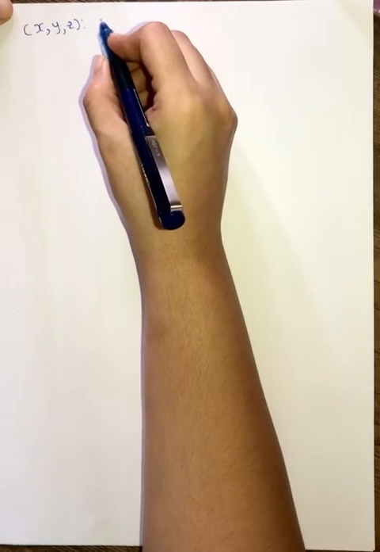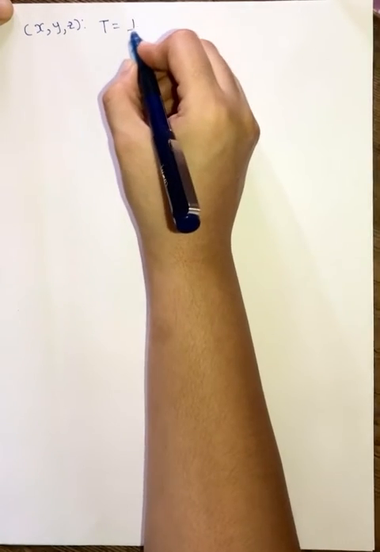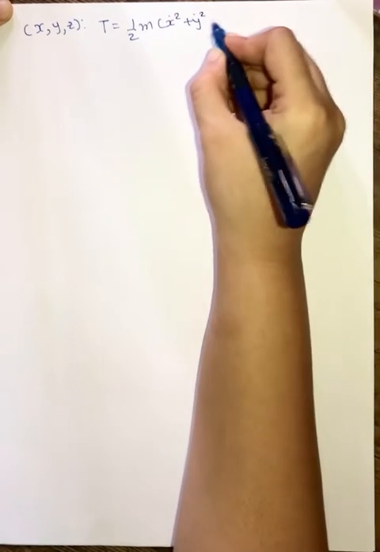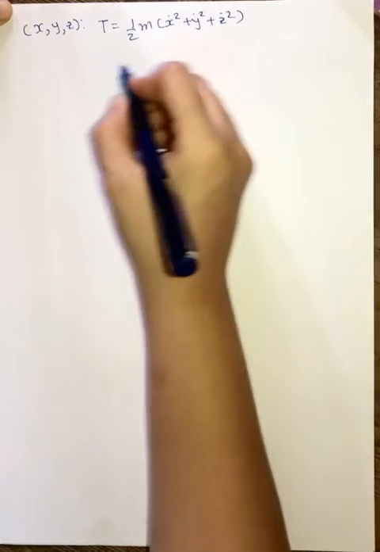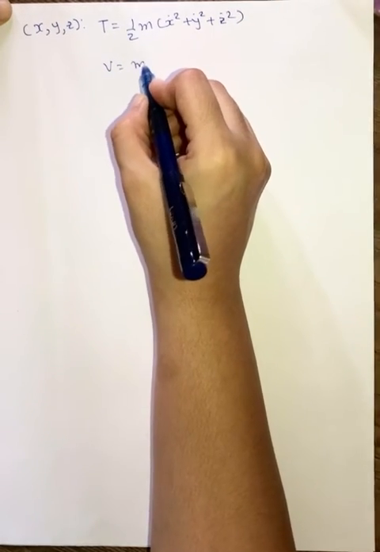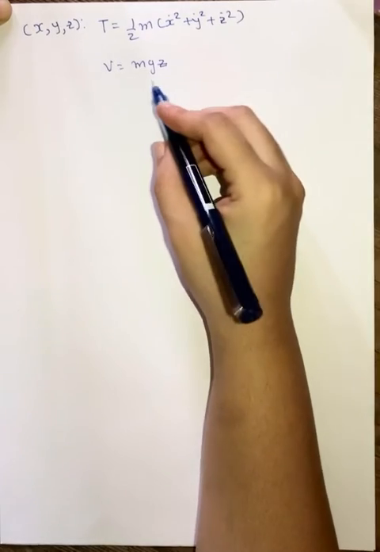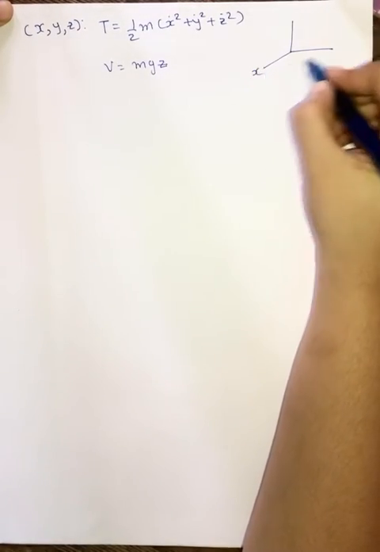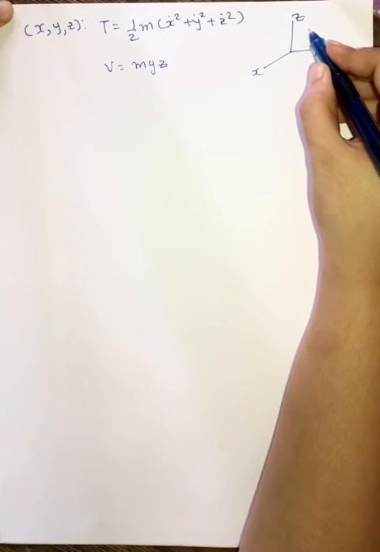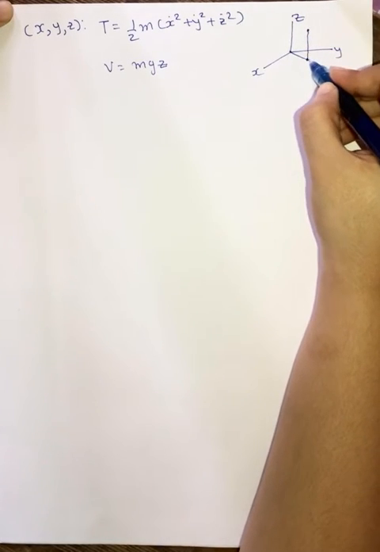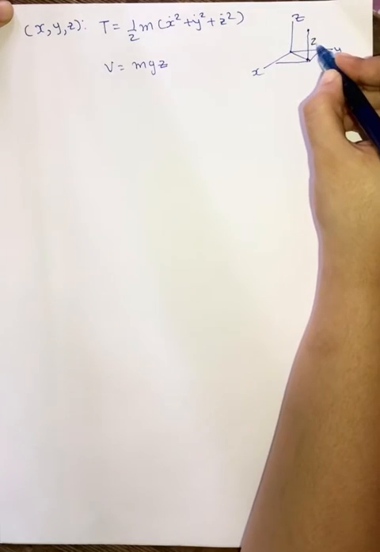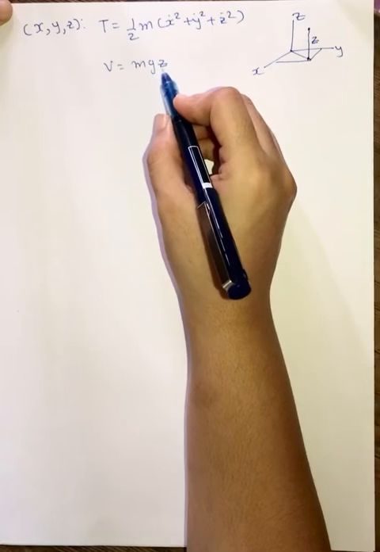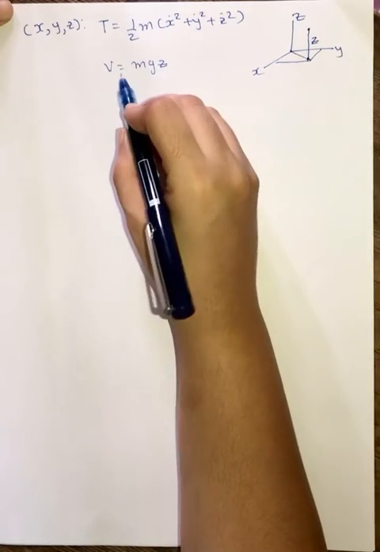then your T will be half m (x dot square plus y dot square plus z dot square), and your potential will be of the form mgz. Now it may vary as per the situation. For example, if I take x, y and z as coordinates, and this is my height, then of course mgz will be the potential.